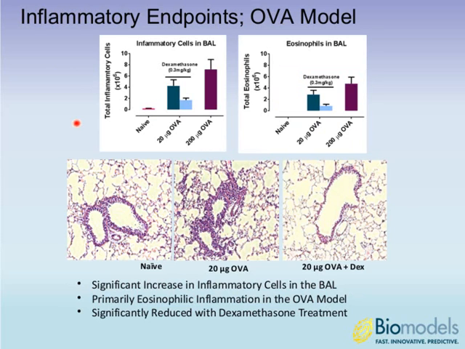Here you can see we saw a dose-responsive increase in total inflammatory cells at 20 and 200 micrograms of OVA. This was primarily eosinophilic inflammation. When we treated these animals with dexamethasone, we saw a very significant decline in inflammation, and that held in the BAL fluid. And as you can see in the histology, we saw a reduction in inflammatory cells primarily around the airways, and this was eliminated with dexamethasone treatment.